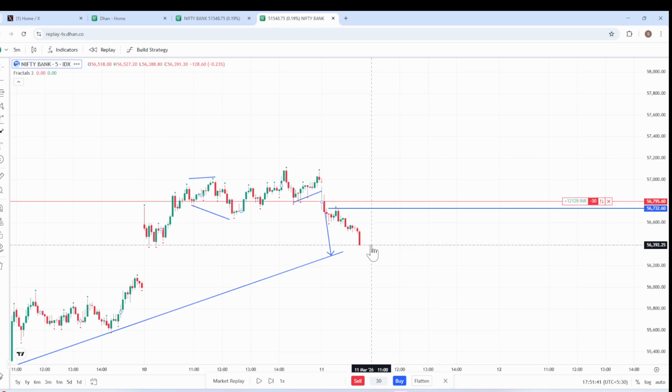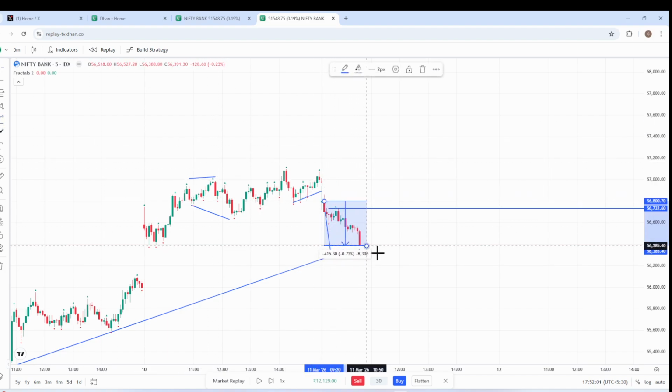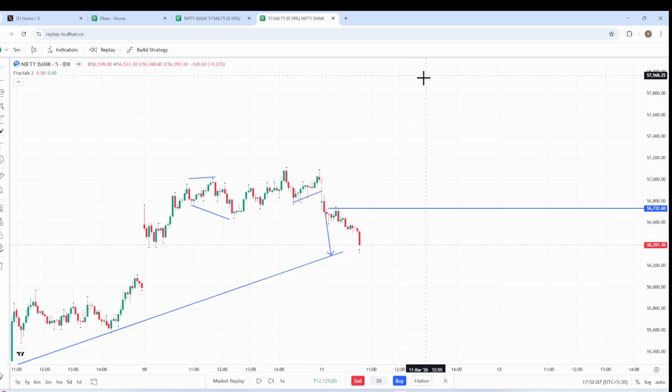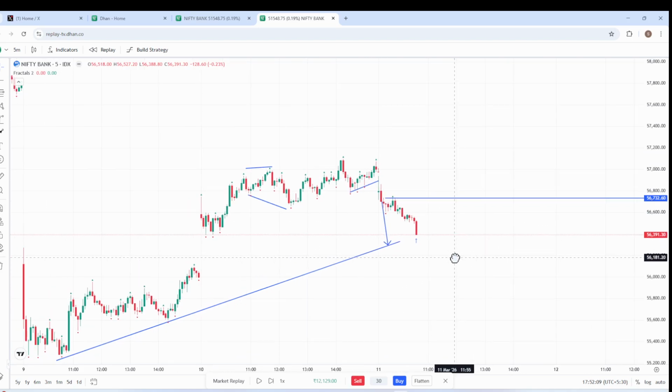Now I don't want to be chicken. Now I want to book it. So I'll book this. Now I booked 12,130. The trade from this to this is 415 points and it is correct, 12,129 if you calculate. So now the trade is complete.